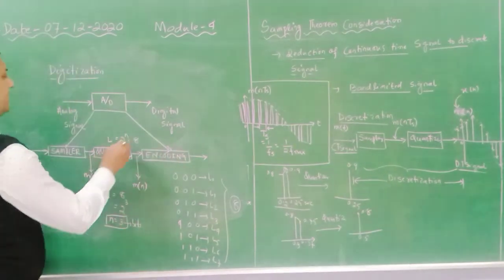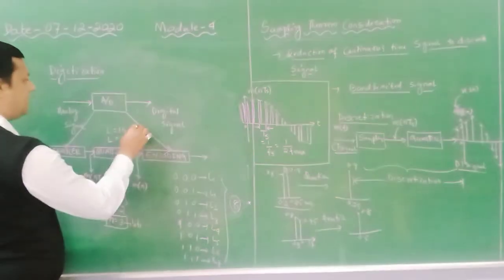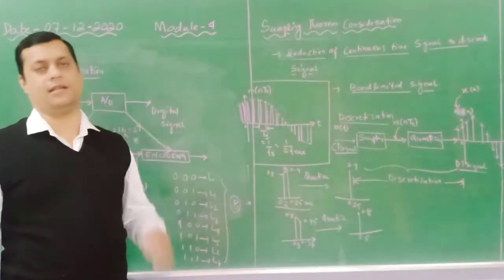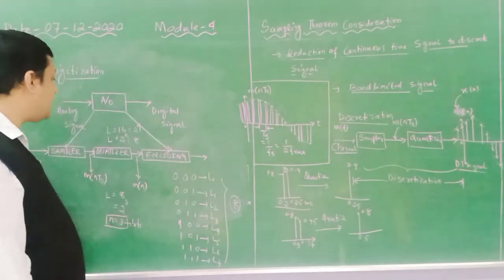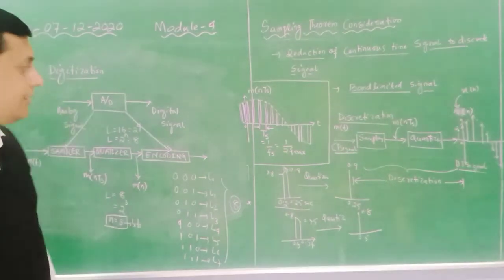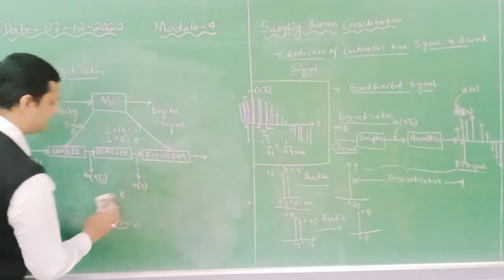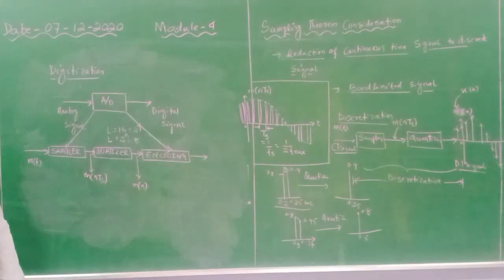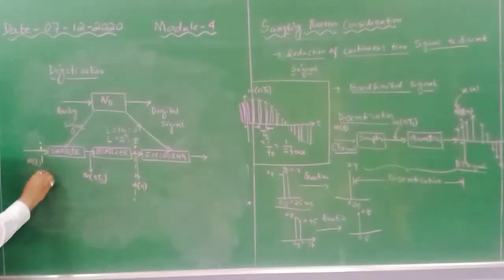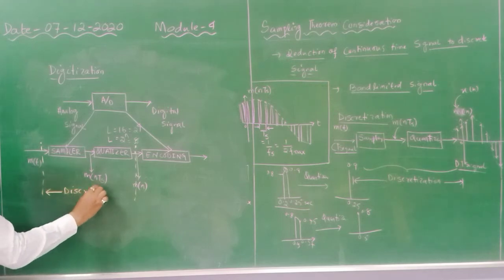Similarly, if the number of levels is 16, that means 2 to the power 4, so each level is represented by 4 binary bits. Like that, the analog signal is converted into the binary data. And once this analog signal is converted to binary data, this whole process is called digitization. Done. So here I will state that up to quantization, the whole method is called discretization.